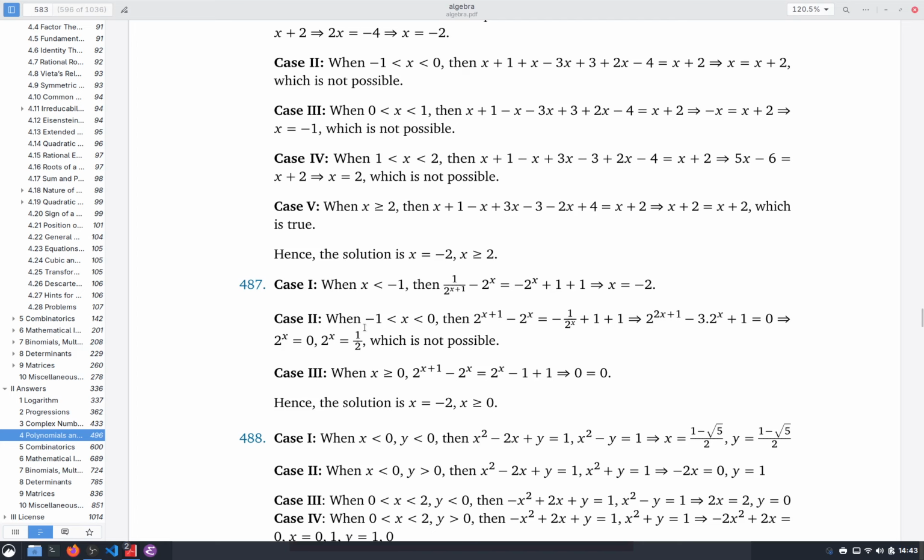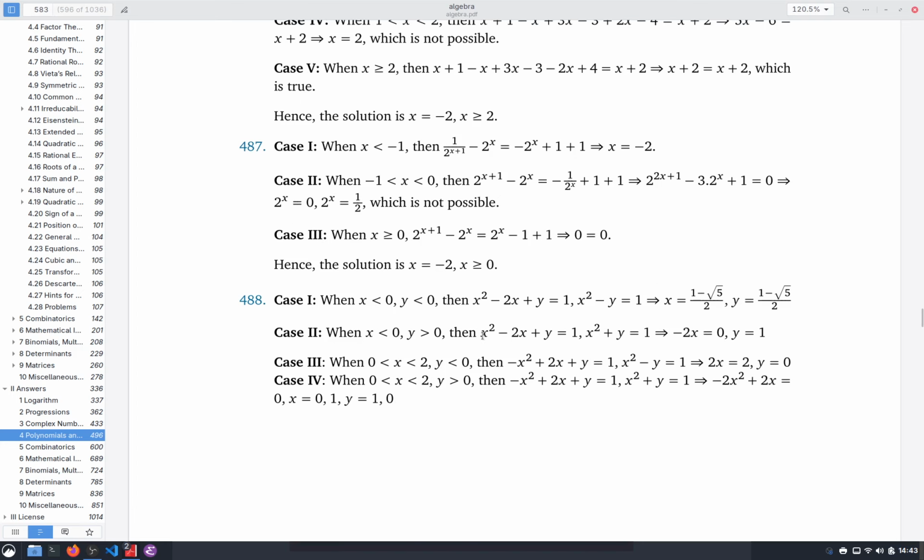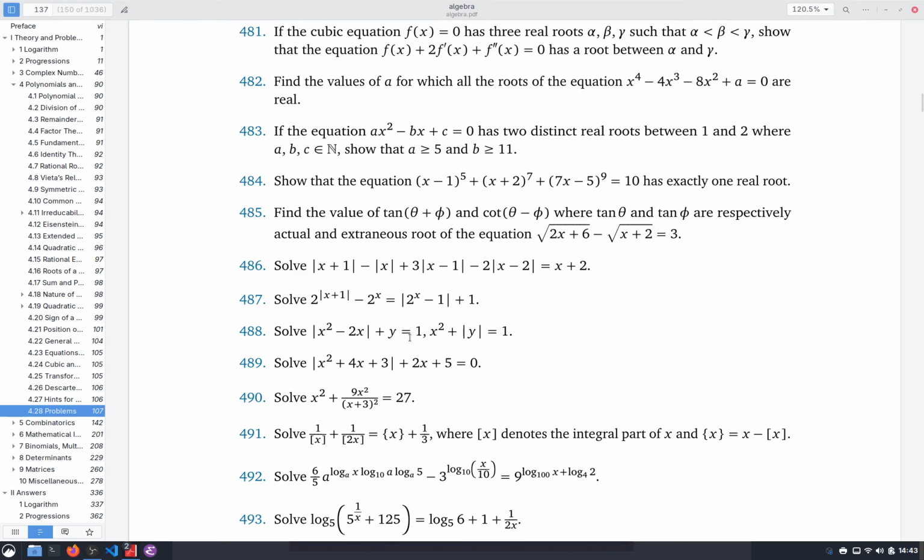The second case, you take -1 less than x less than 0. So again, right hand side will become -(2^x - 1) + 1, and left hand side will be 2^(x + 1) - 2^x. So it's simple. So go ahead and read. It's a trivial problem, and I'll skip the reading for this. So we finally arrive at the solution, x is equal to -2 and x greater than or equal to 0. Question 488 is similar. We have to solve x² - 2x + y is equal to 1 and x² + |y| is equal to 1.